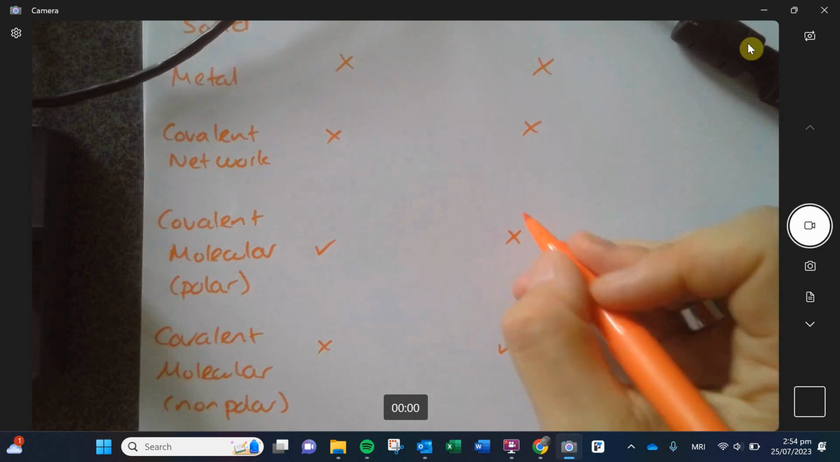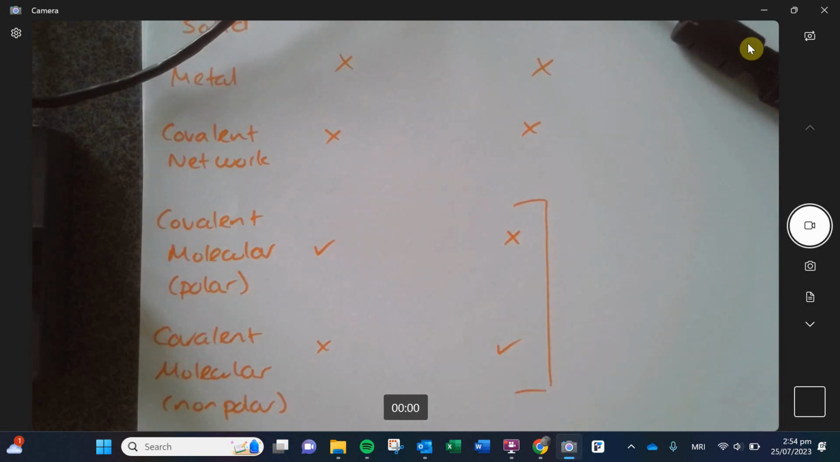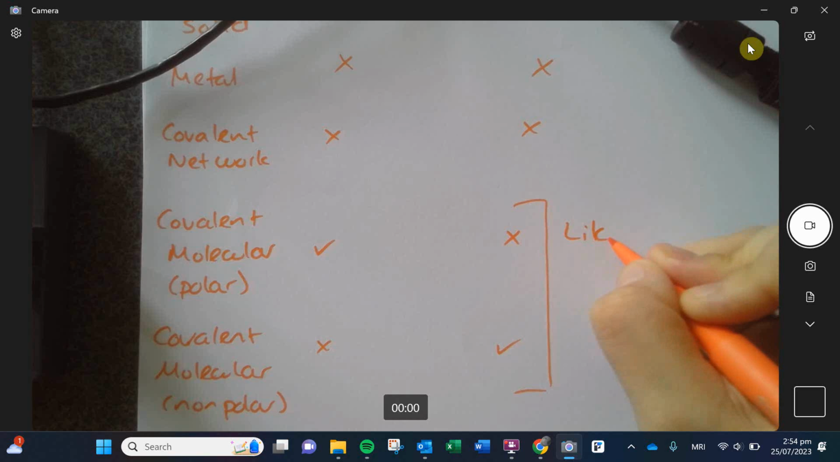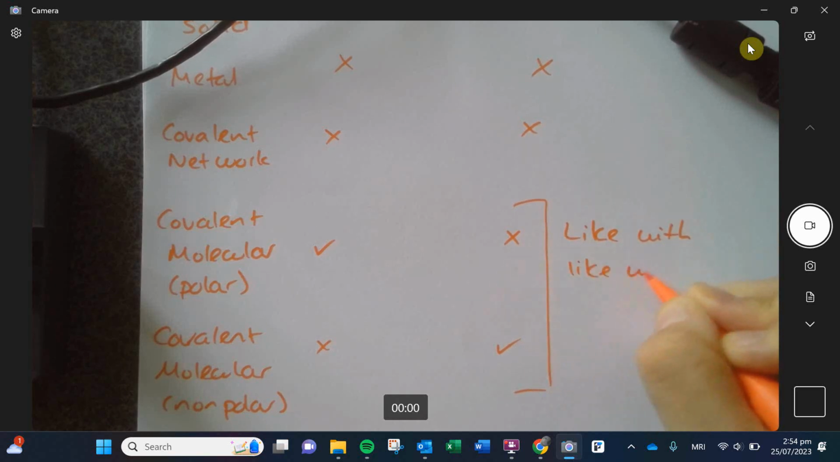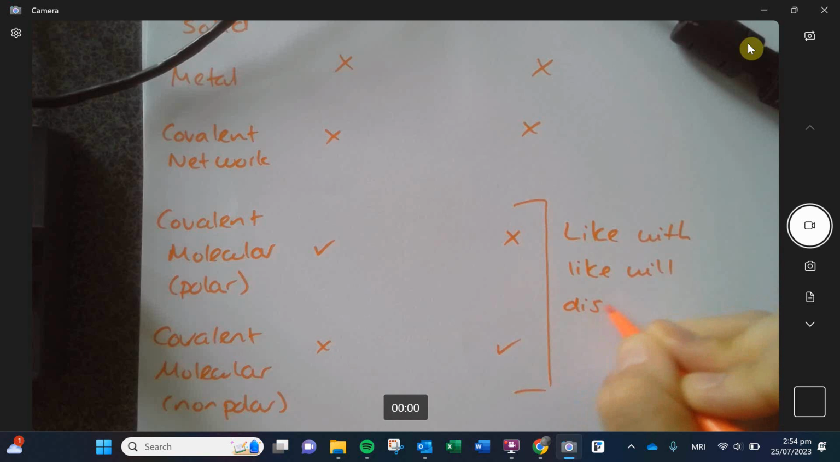The way that you can remember this is like dissolves like. So if they're both polar, they will dissolve into each other. If they're both nonpolar, they will dissolve into each other. But if you mix a polar and a nonpolar together, they won't dissolve into each other. The example I have is water and oil. Those two are both covalent molecules, but they do not mix.